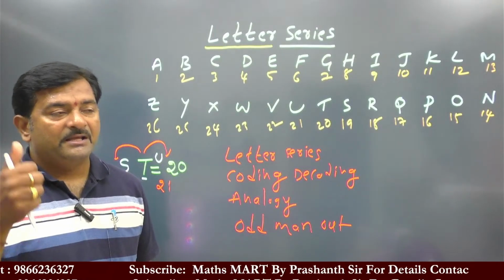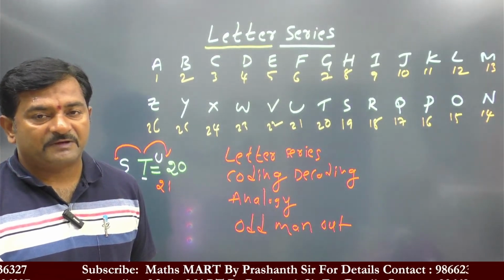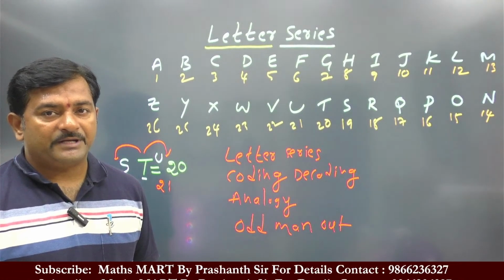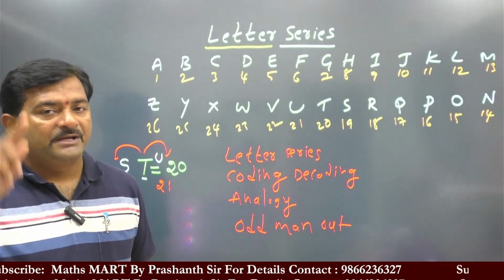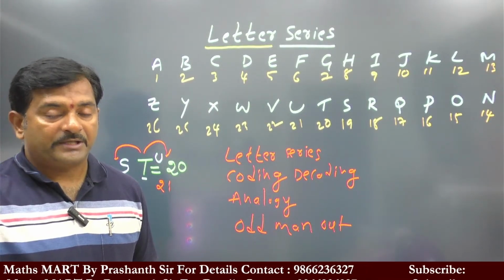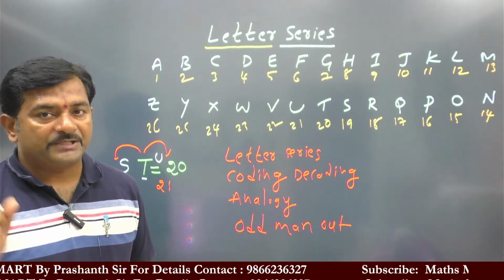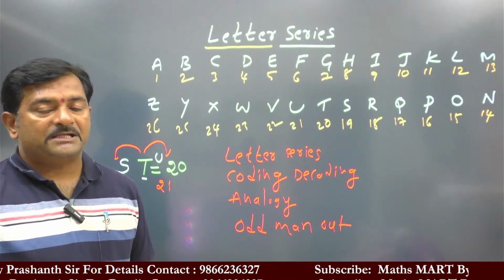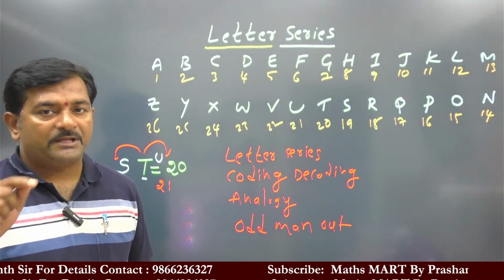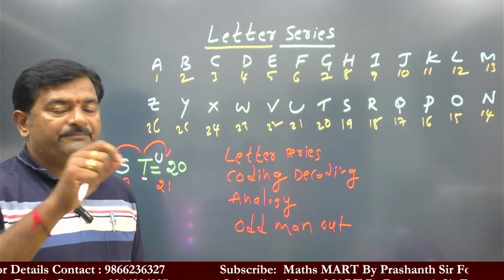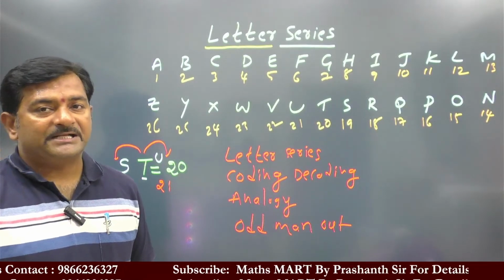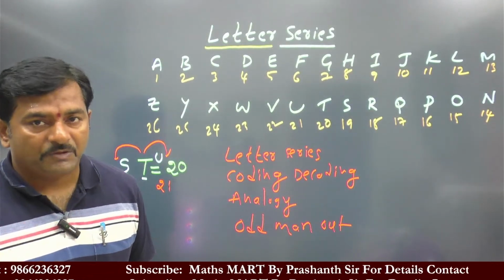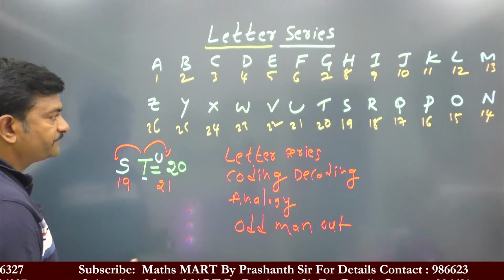I repeat once again. A means 1, B means 2, C 3, D 4, E 5. Finished. And X means, sorry, X means 24, Y means 25, Z means 26. Then T means 20, the preceding one S means 19, the succeeding one U means 21. This also you will come to know.